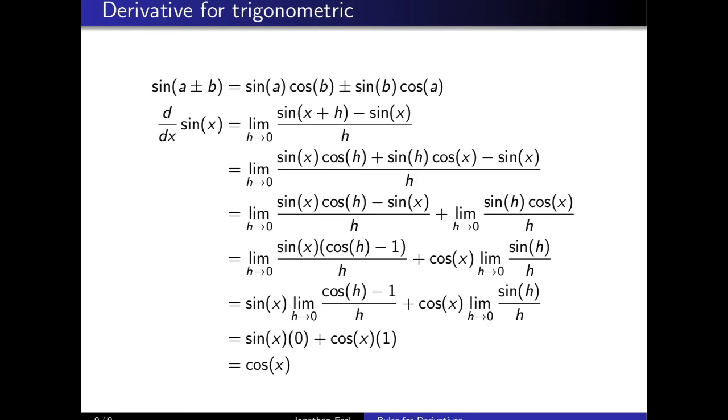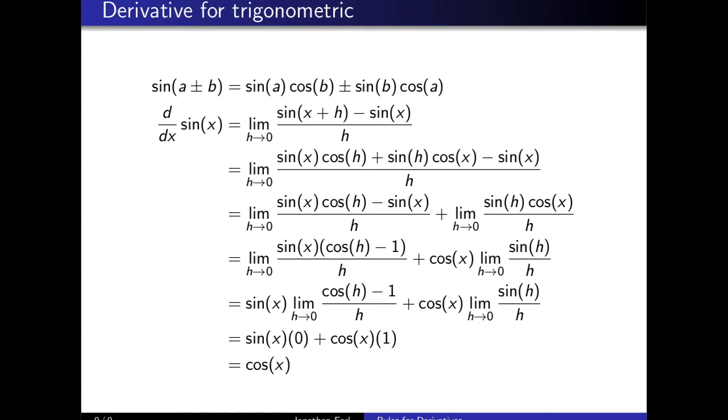In the first limit, there's a sine of x common to both terms, so we'll go and factor that out. And in the second limit, kind of as before, cosine of x is constant with respect to h. As h changes, cosine of x does not change. So using our constant multiple rule for limits, we'll pull the cosine of x out in front, and we'll also do the same thing with the sine of x in the first limit.